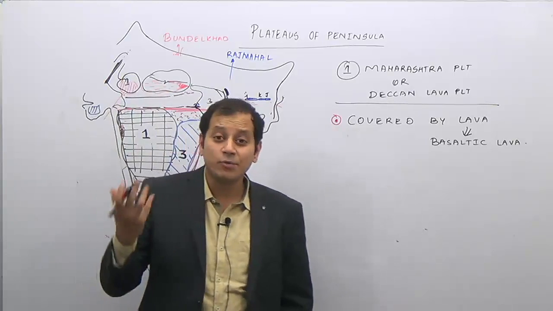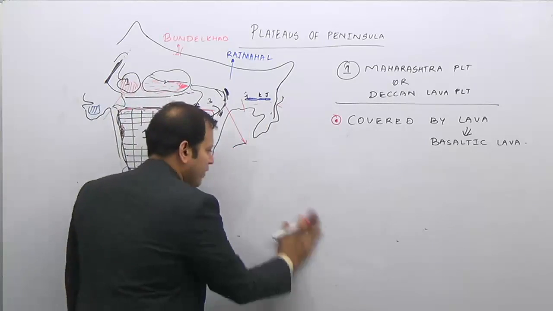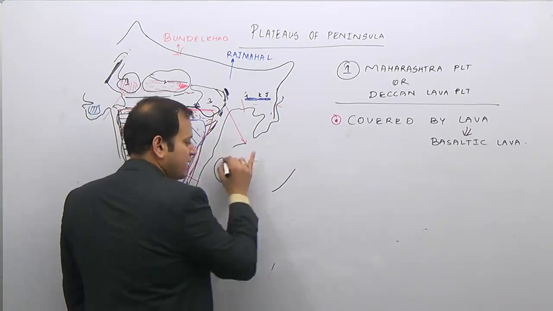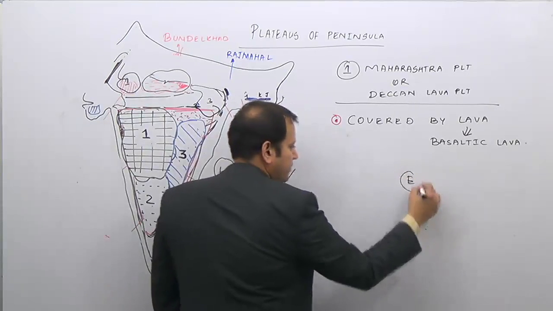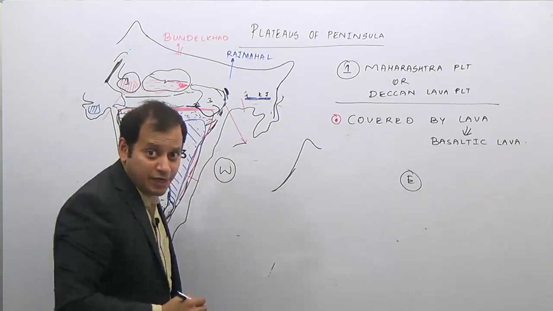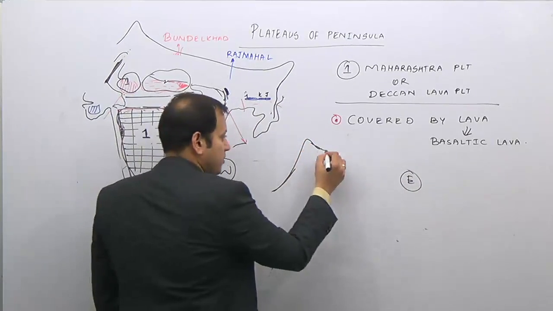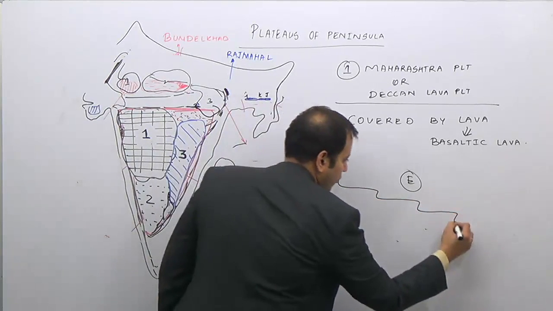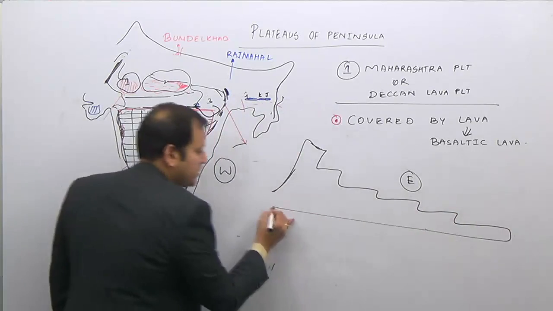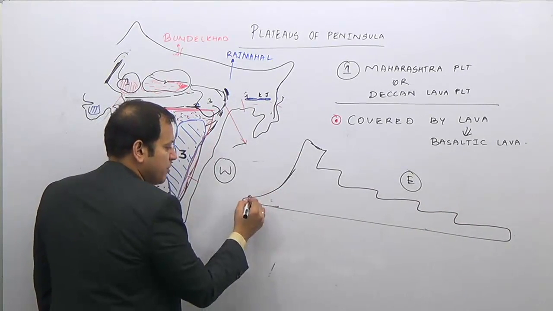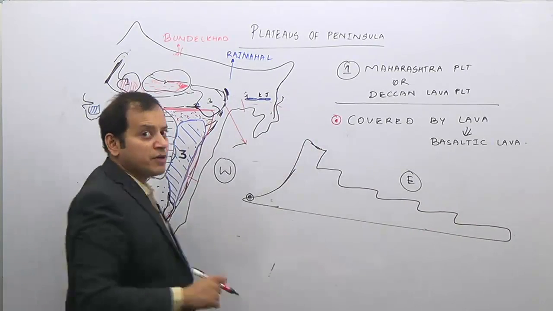Now what is the important feature? If you look at the Deccan lava plateau, if this is the western side and this is the eastern side, the Deccan lava plateau looks like a mountain from the western side. We call them the Deccan Traps. But from the eastern side, the horizontal lava flow has given it a staircase-like aspect.